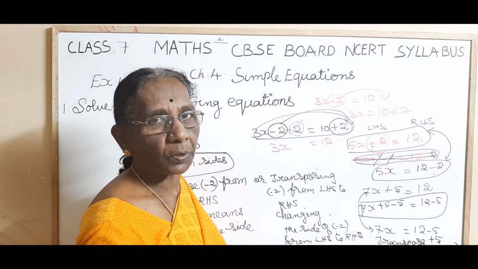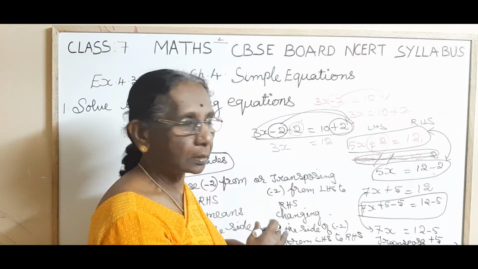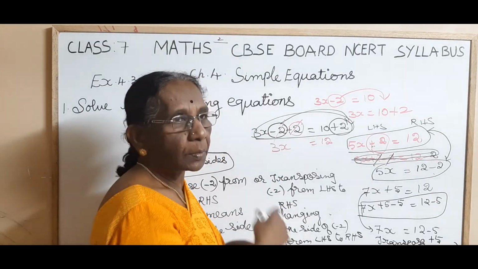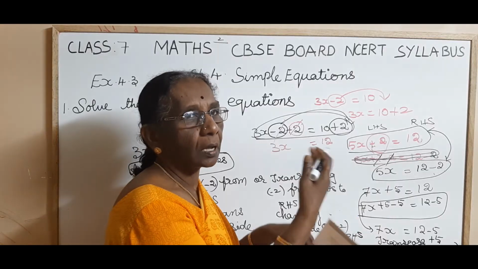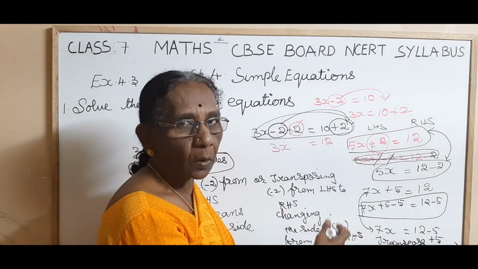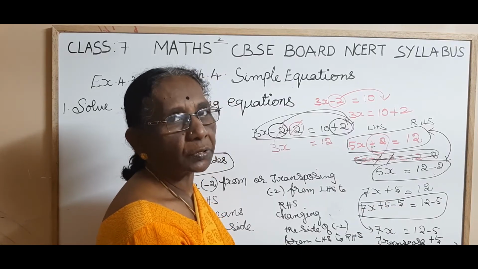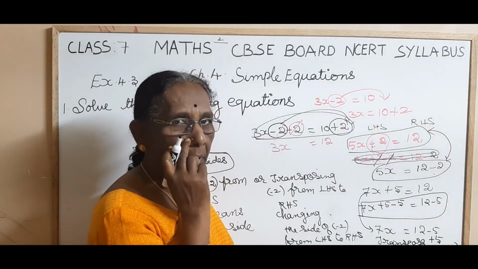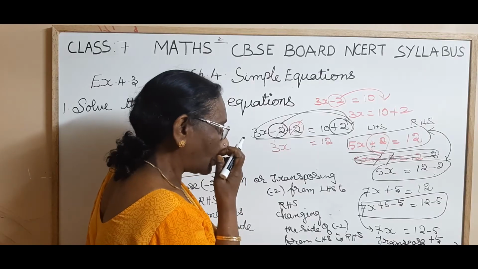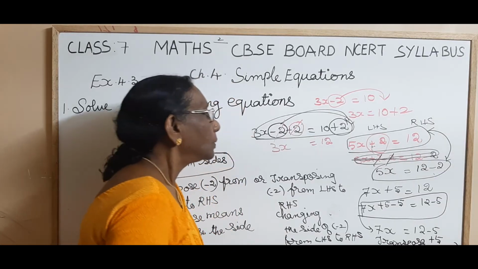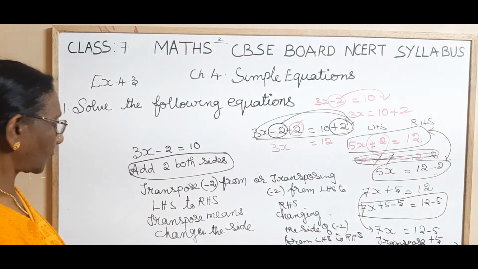We are applying the opposite operation and eliminating the constant in the left hand side. But we are doing the opposite operation, or changing the sign of the constant term, when it comes to the right hand side. Is it clear? So now we will apply this and do the sums in 4.3.